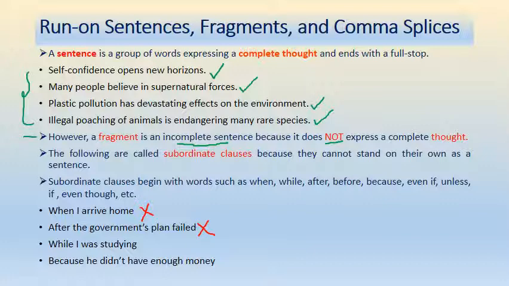While I was studying. So while you were studying, what happened? There needs to be a comma here, and then you need to finish your sentence, then put a full stop. While I was studying, comma, I heard the bell ring. Full stop. That would be a sentence, but this is a fragment or a part of a sentence. Because he didn't have enough money. So, because he didn't have enough money, what happened? Because he didn't have enough money, he couldn't afford a new car. Okay, that would have been a complete sentence. However, this is a fragment.